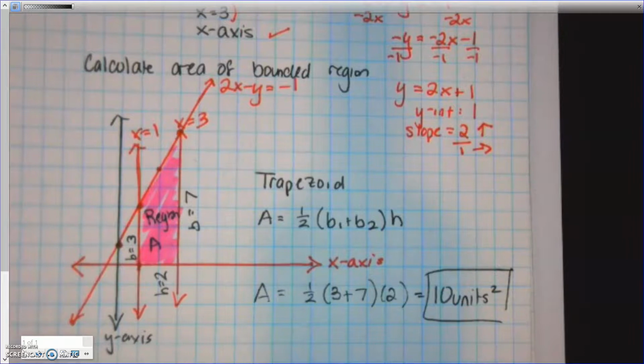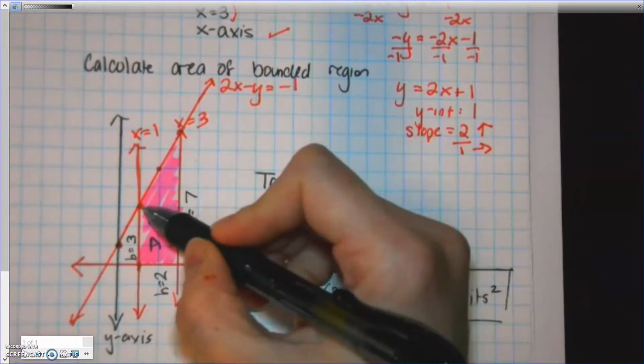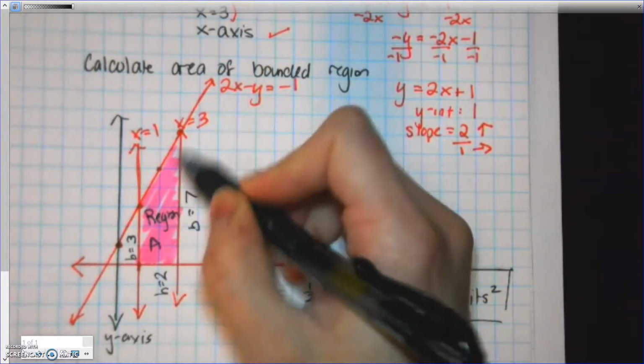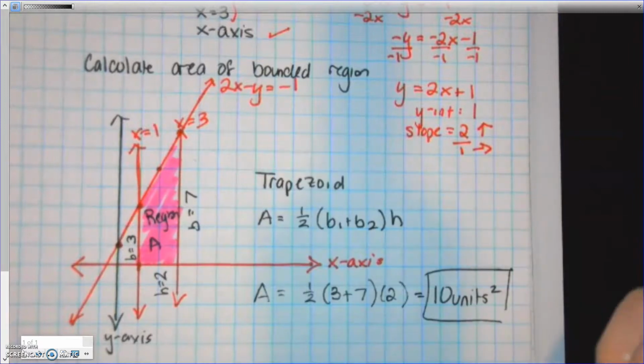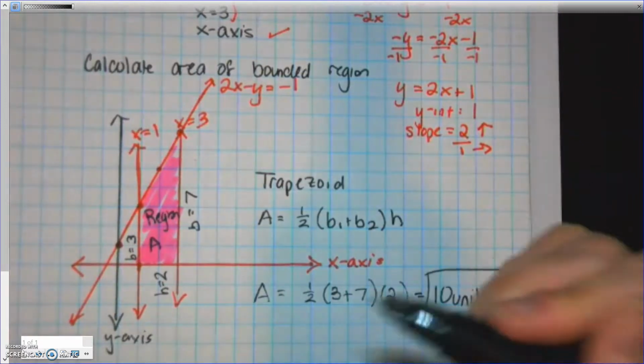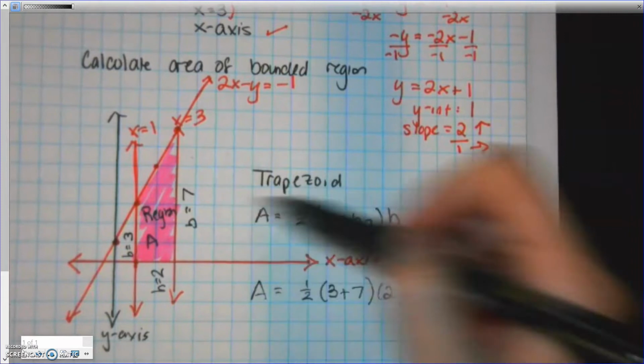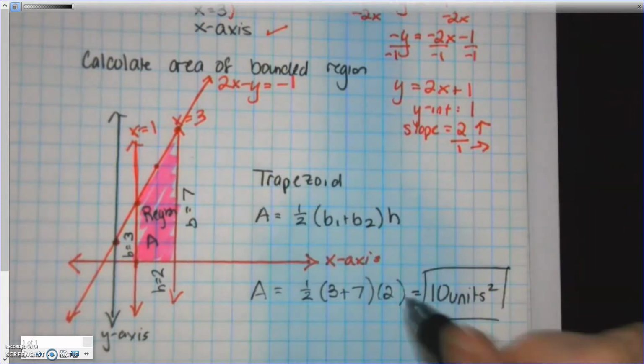The last thing I want to say is you could have done this as a rectangle and a triangle and found the area that way. I don't really care if you're doing it as a composite figure or not, as long as you are able to get to our final answer.